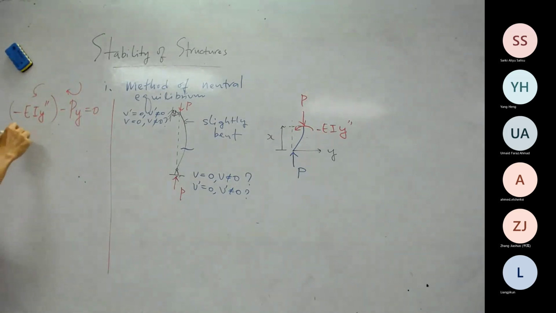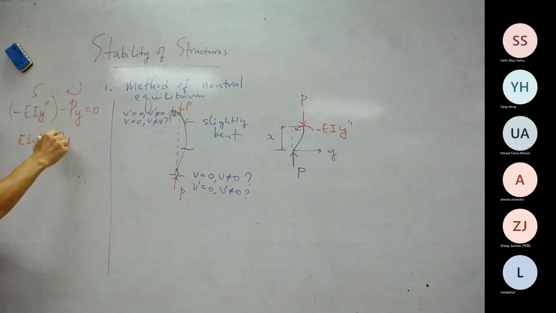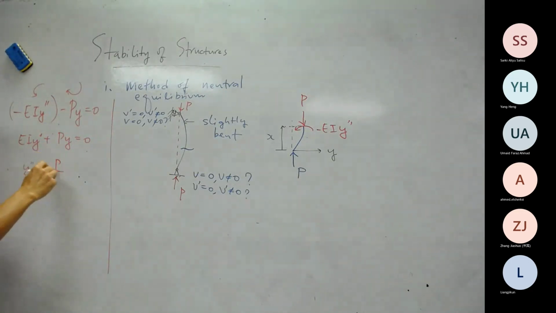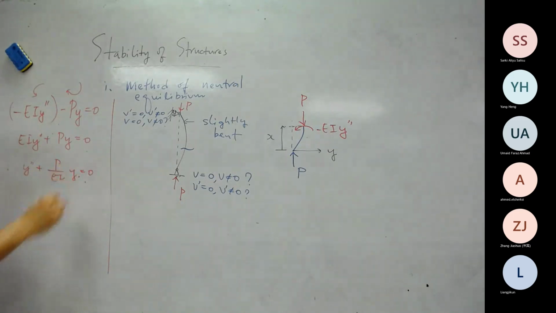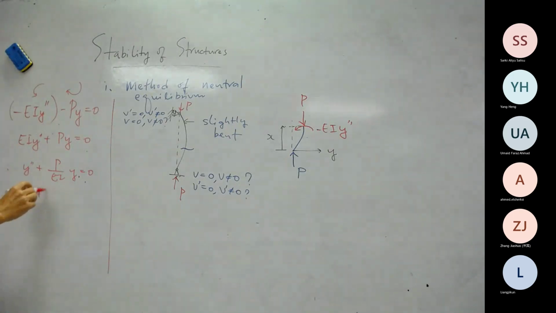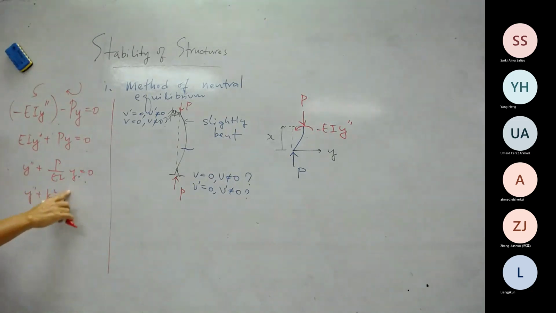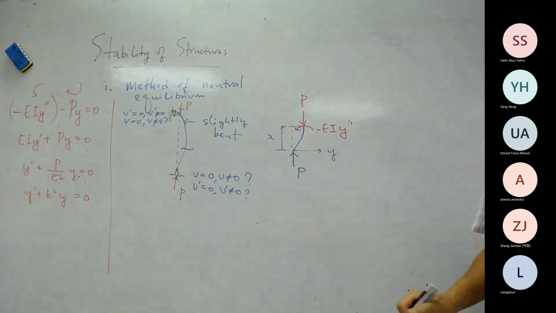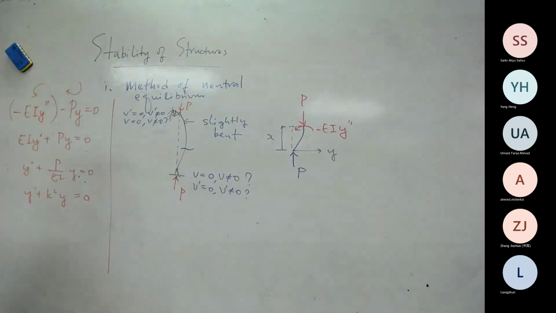So from here you finally get to this, and we divide this by EI, so you get y double prime plus P over EI, y equal to 0. Okay. And finally, we get this. Okay. This is an ordinary second order ordinary differential equation with constant coefficients. So from there, you get the solution.